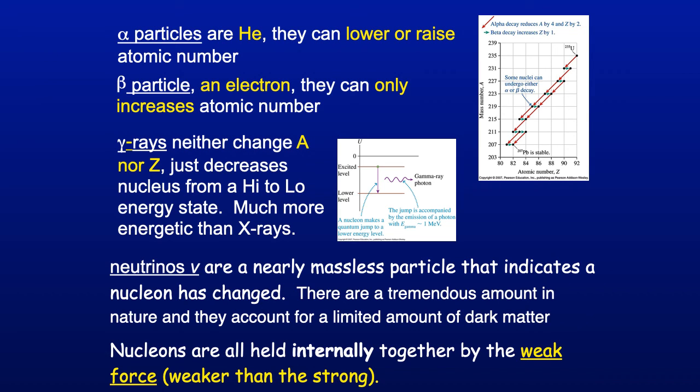And the indicator for a weak interaction, and therefore a change in the nucleon, is that a neutrino is involved. Whether it's a neutrino, matter, or an antineutrino, antimatter, that's an indicator that there's a weak interaction involved, meaning that there was a change in the nucleon from proton to neutron or neutron to proton.